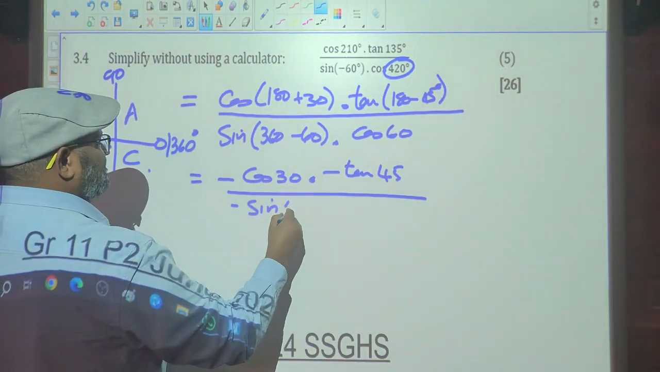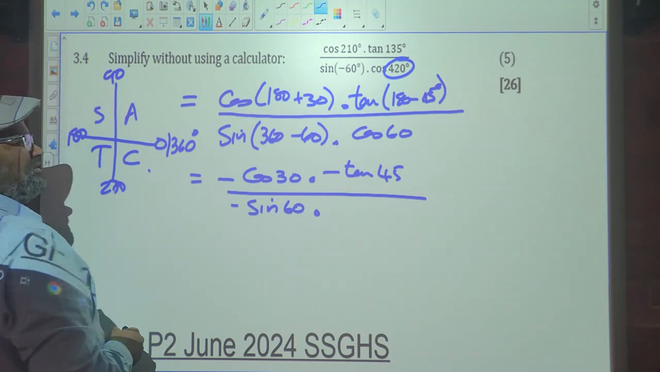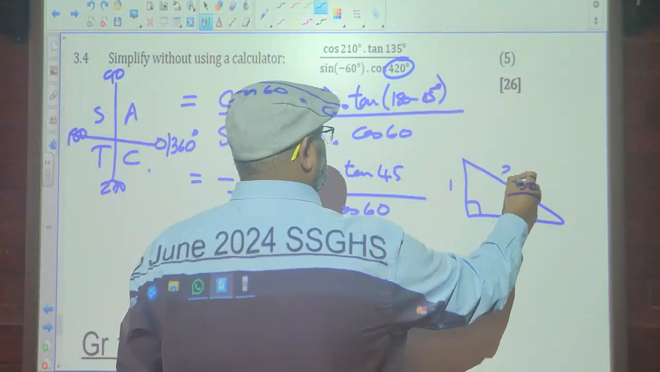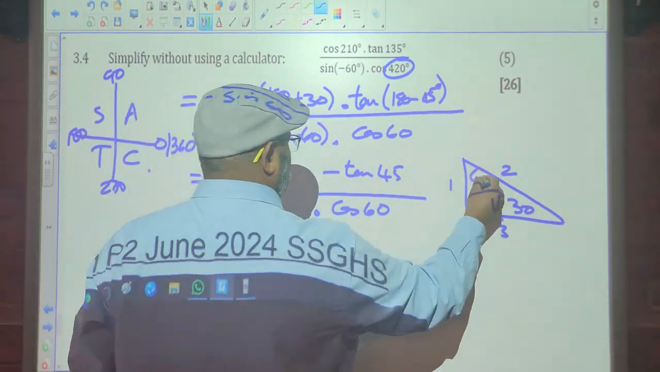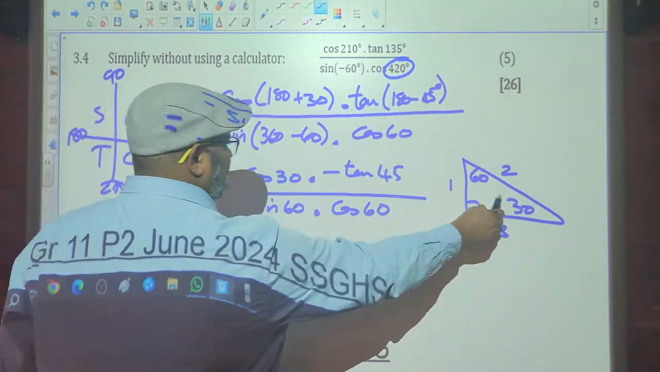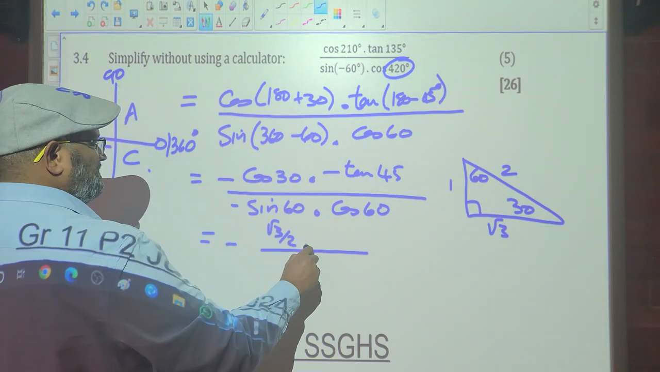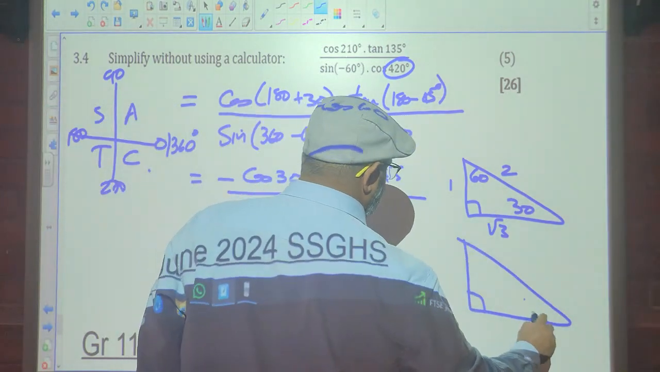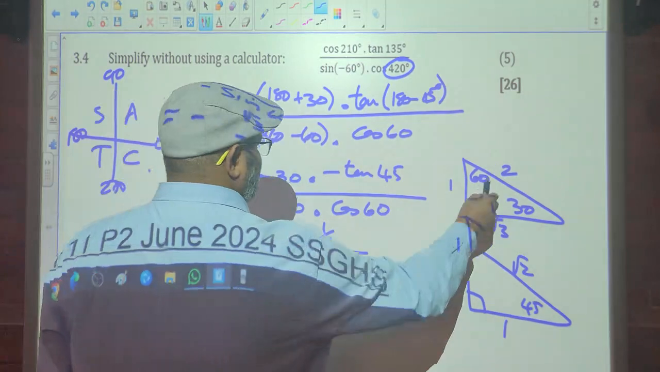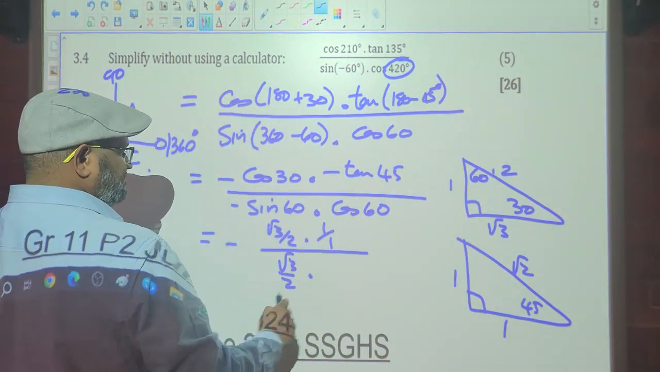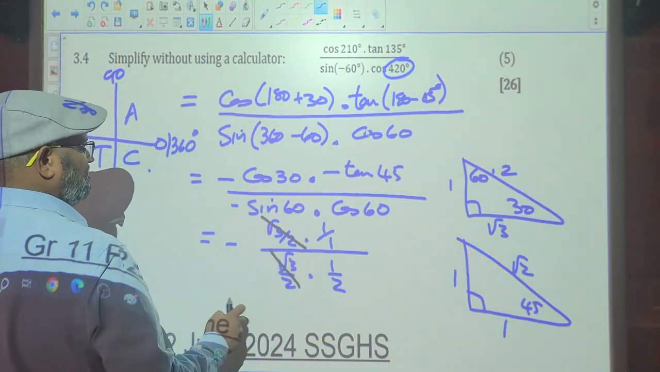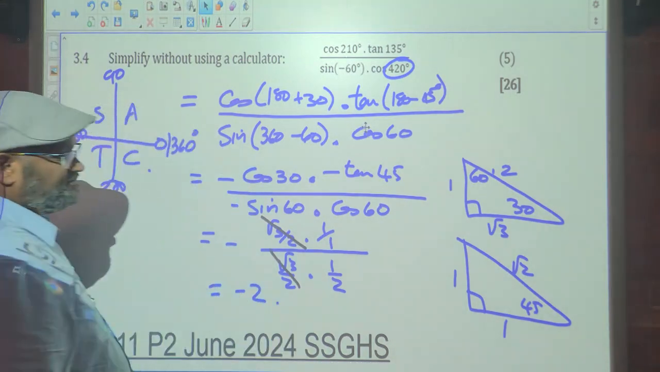And this is over 360 minus 60, which is going to be negative sine 60 times cos 60. So again, that takes you to your special angles. And of course 60 is here on top. So negative, negative, negative, the ultimate answer is going to be negative. So cos of 30, cos is adjacent over hypotenuse, so it's root 3 over 2. Tan of 45, the 45 degree triangle, the isosceles triangle, is 1, 1, root 2, so it's 1 over 1. Sine of 60 is opposite over hypotenuse, which is root 3 over 2. Cos of 60, of course, is a half. So root 3 over 2 cancels root 3 over 2, and 1 divided by a half is 2, so the answer is negative 2. Okay.